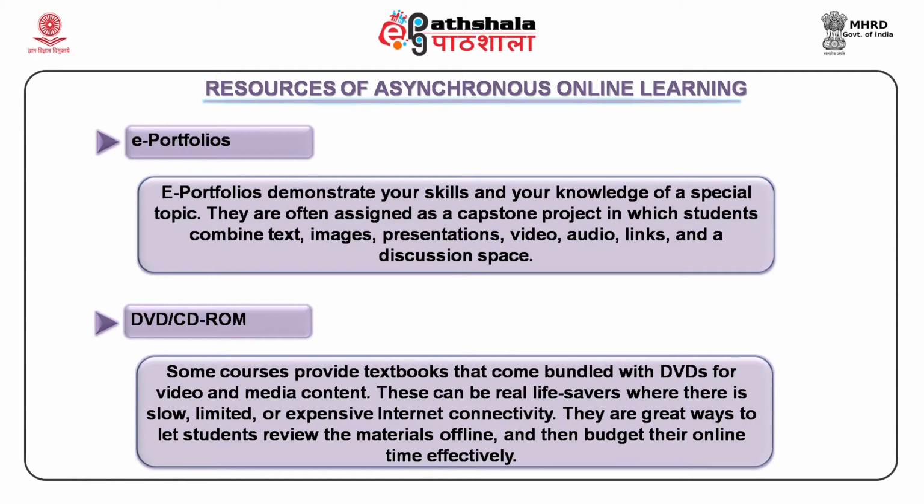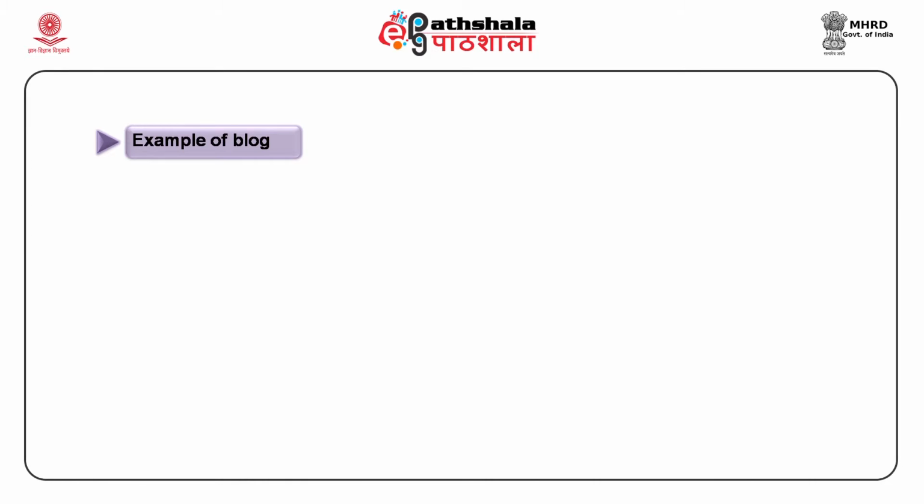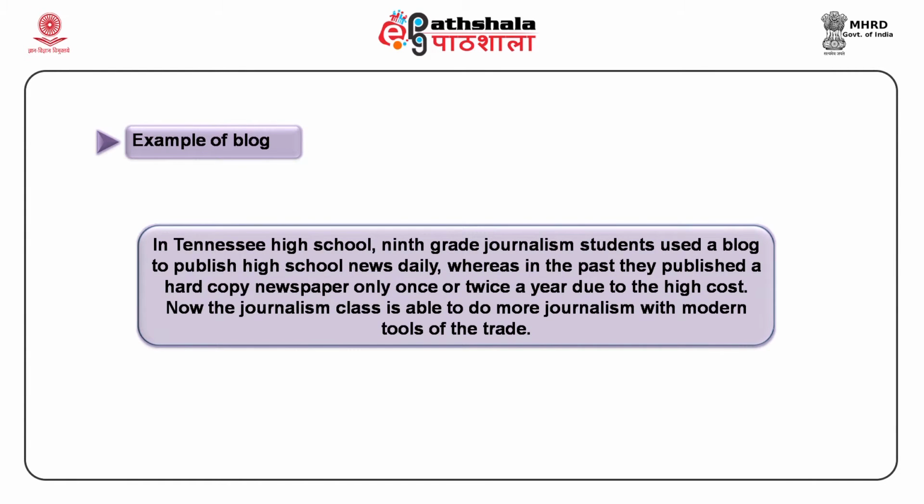Let us now take a small example of a blog and how it works. In a Tennessee high school, 9th grade journalism students used a blog to publish high school news daily, whereas in the past they published a hard copy newspaper only once or twice a year due to high cost. Now the journalism class is able to do more journalism with modern tools of the trade. That is how a blog is advantageous to us.